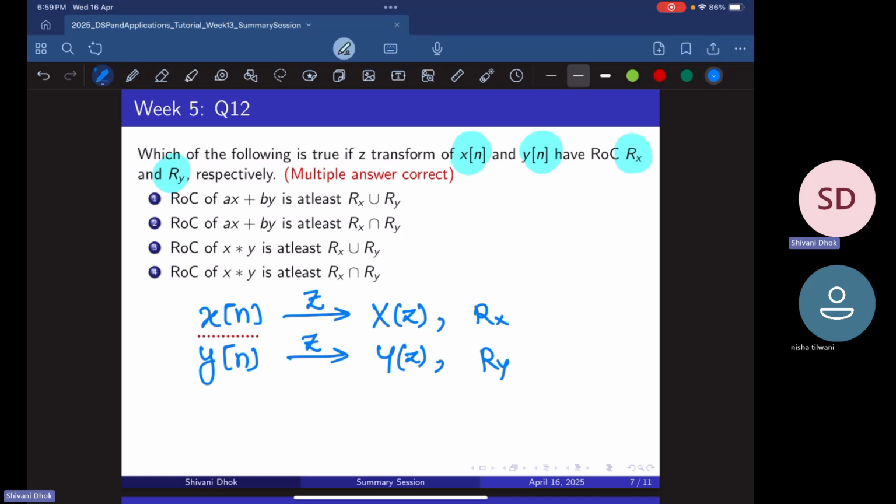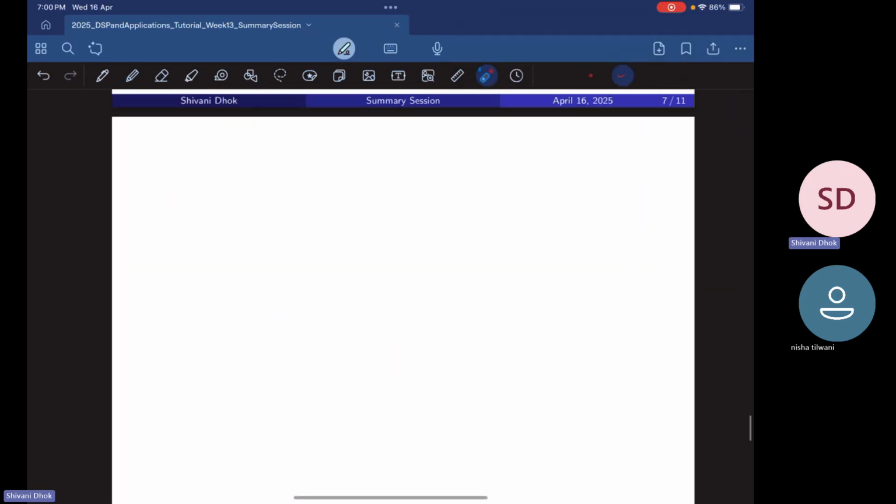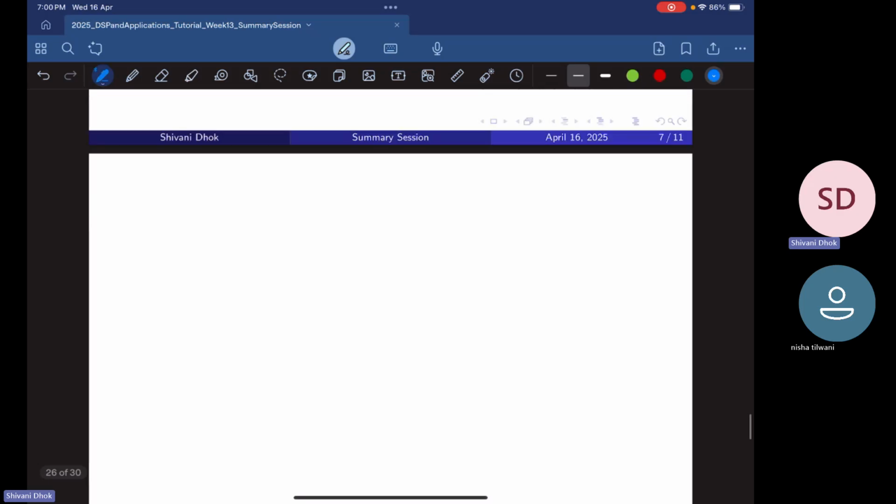Now they have given us two different cases. One is the linearity property and one is the convolution property. Then they have asked us to comment on the regions of convergence of these two cases. So we'll resort to the properties of the Z transform that we have been looking at in week 5.